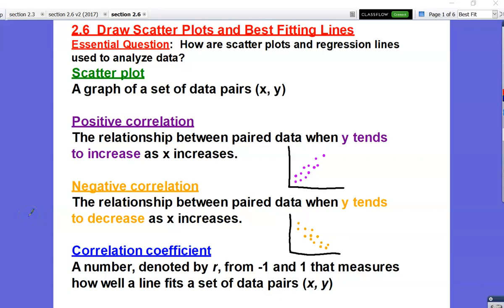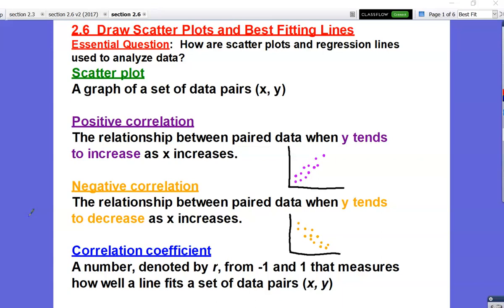Okay, so in this lesson, we're going to talk about drawing scatter plots and best fitting lines. And the essential question is, how are scatter plots and regression lines or best fitting lines used to analyze data? So first things first, let's talk about what a scatter plot is. A scatter plot is just a graph that contains a set of points, a set of data pairs that contain an independent variable and a dependent variable.